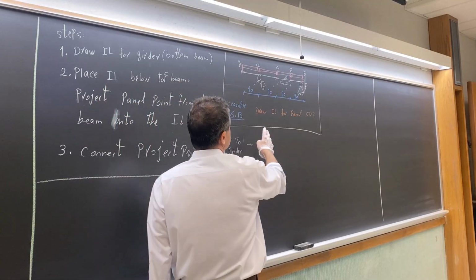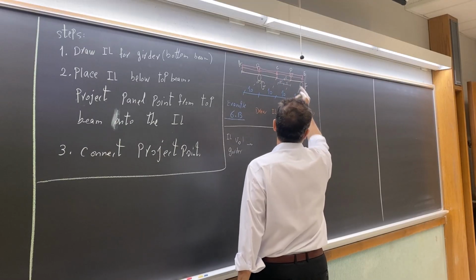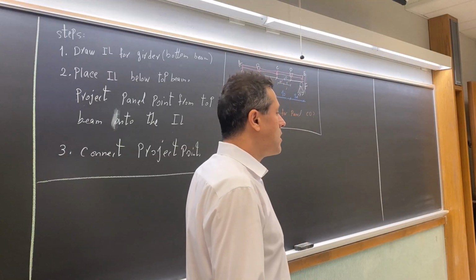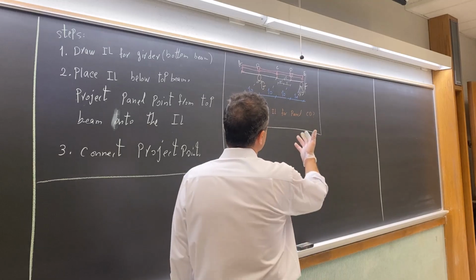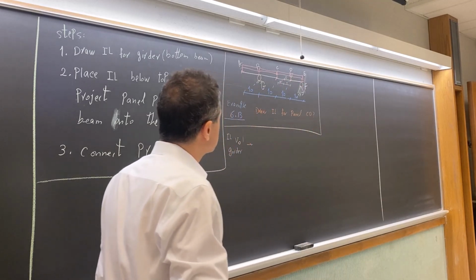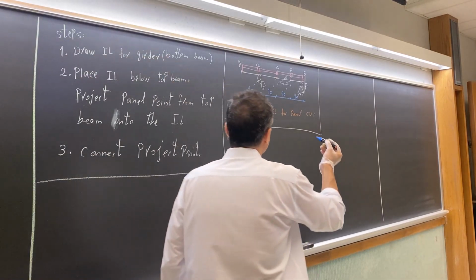And because the question is asking for shear force for panel CD, we need to consider a point between C and D. It doesn't matter where, eventually you get the same result. But for the sake of simplification and saving time, I'm just using a point exactly in the middle to save the time for calculation. So now, how to draw the influence line for the girder? I just use the blue color one.